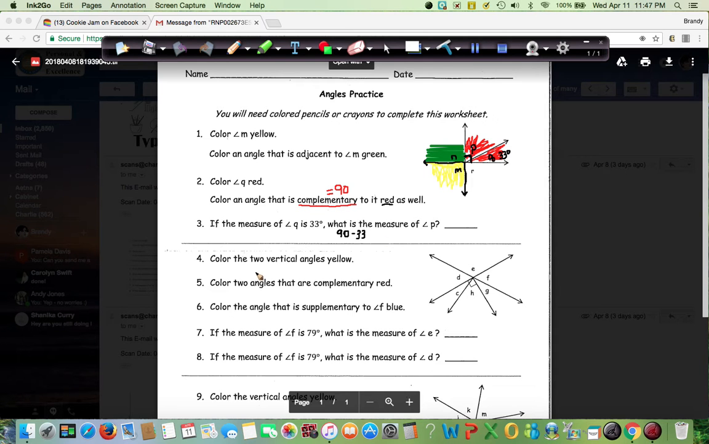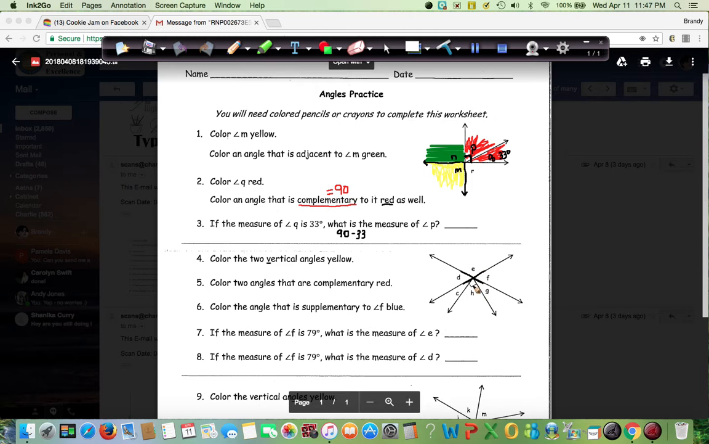All right, number 4, color the two vertical angles yellow. And there's your V for your kissing V's, right? So we need to find two things that kiss. Well, let's see. I see this right here. Do you guys see it? There's a V, and there's a V. Now some of you might say, what about E and H?